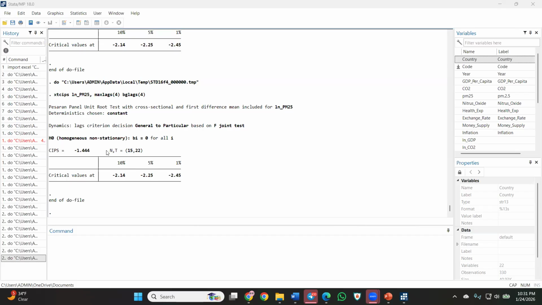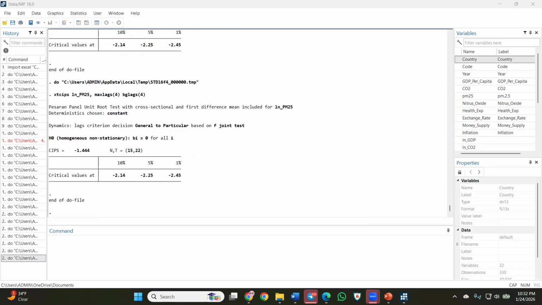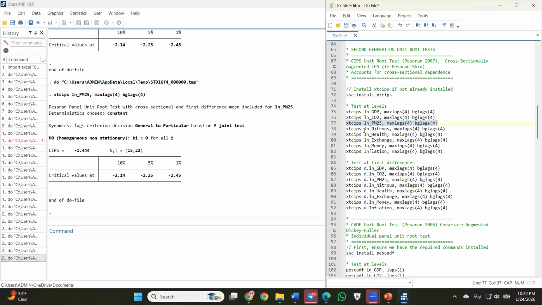Okay. So what does it mean in terms of hypothesis testing? It fails to reject the null hypothesis right now. So if we fail to reject the null hypothesis, what does it mean? It means it's not significant. That means it is non-stationary.